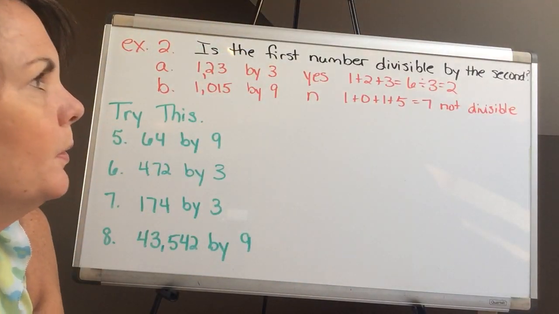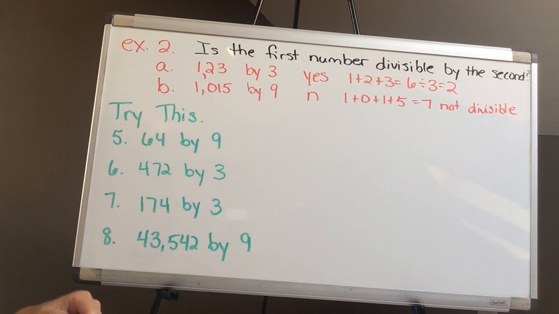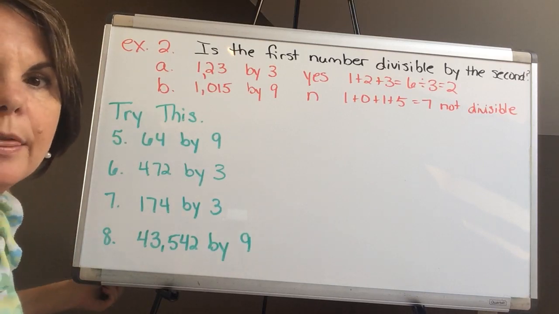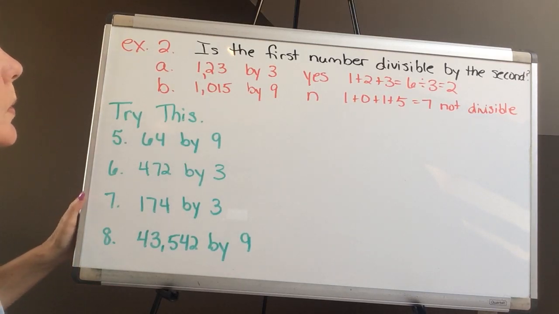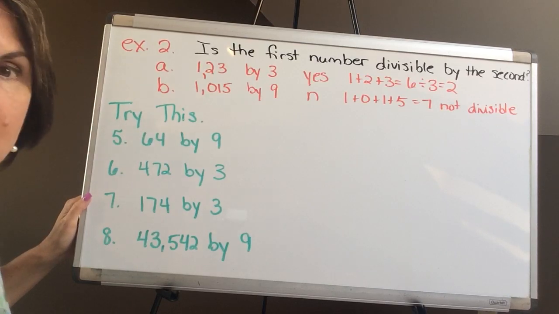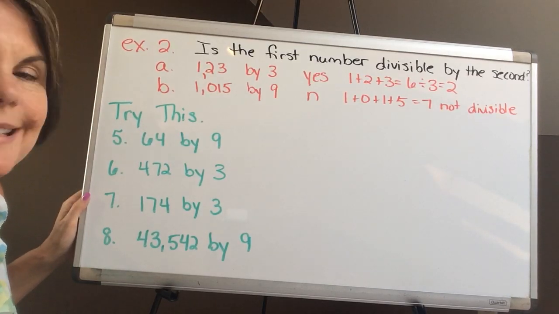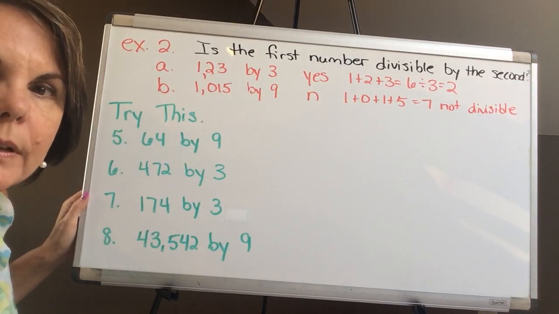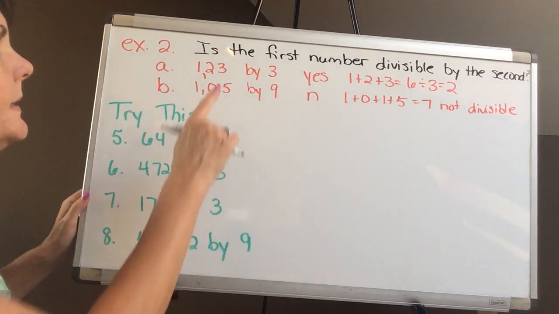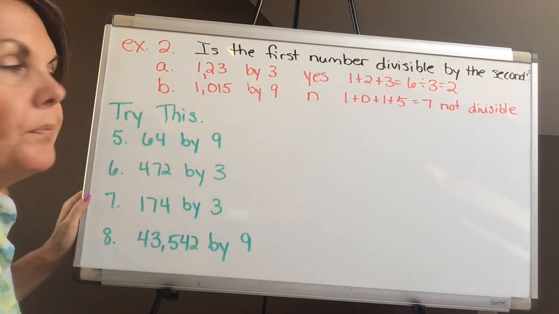Example 2, is the first number again divisible by the second? Now I'm looking for divisibility by 3 or 9. So 123 by 3, well, let's add the digits. 1 plus 2 plus 3 is 6. Yes, I can divide 6 by 3 evenly. It goes in 2 times. So yes, this number is divisible by 3.